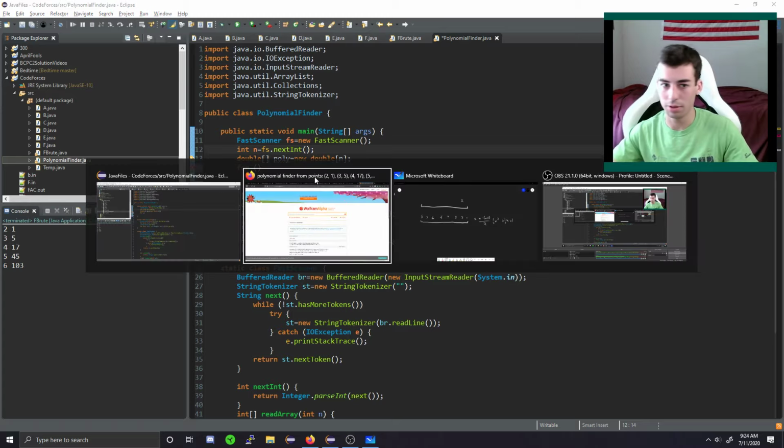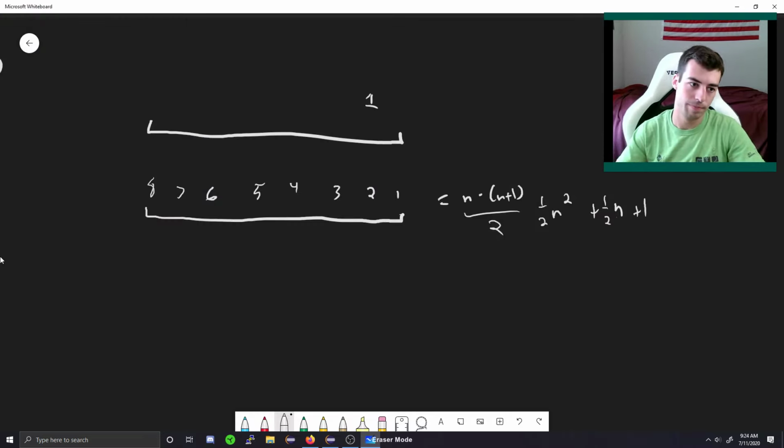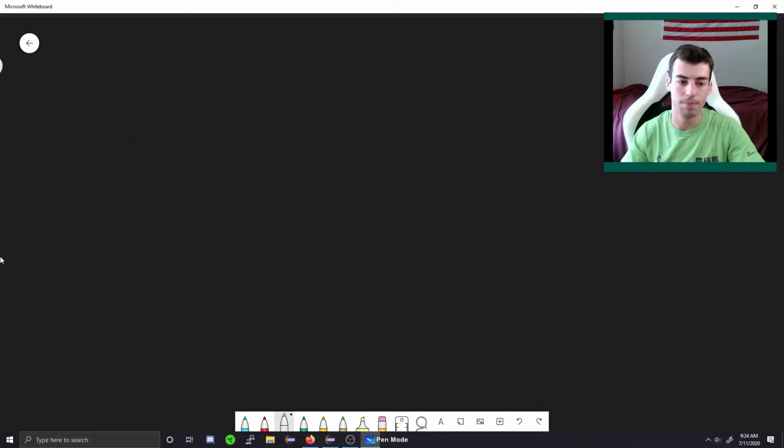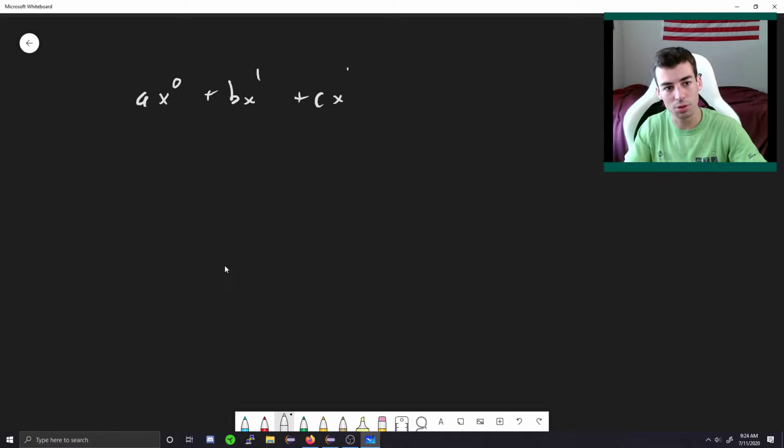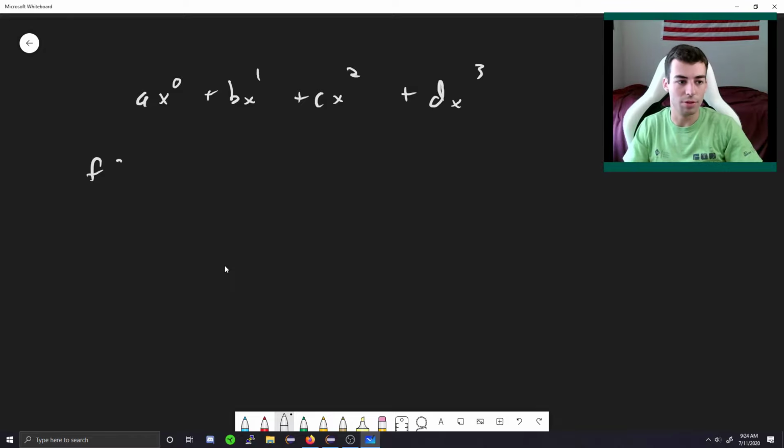Okay, so how do we actually do this? It's been a while, I forget. So we've got some ax to the 0, or what is it? It's going to be ax to the 0 plus bx to the 1 plus cx squared plus dx to the third. So f of 0 is going to be equal to a.